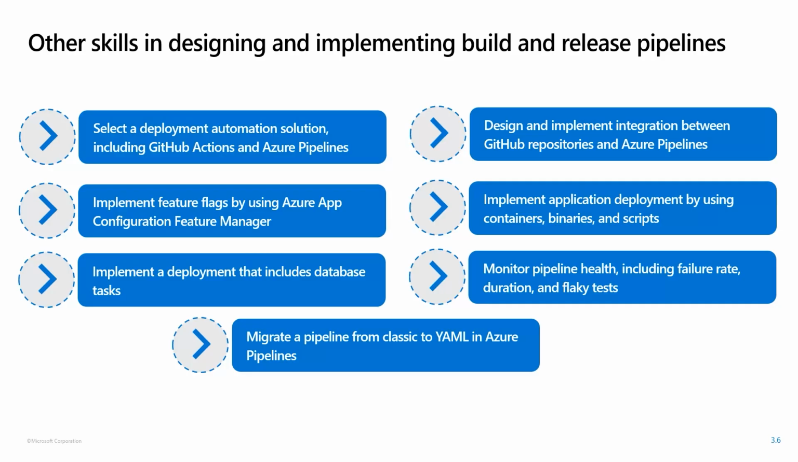Other skills in this group that I haven't covered include these ones here, and I will go from the top left to the right and then down. To select a deployment automation solution, including GitHub Actions and Azure Pipelines, make sure you know the comparison and contrast between GitHub Actions and Azure Pipelines in enough detail. When it comes to design and implement integration between GitHub repositories and Azure Pipelines, know how to integrate GitHub repositories and Azure Pipelines in both directions.